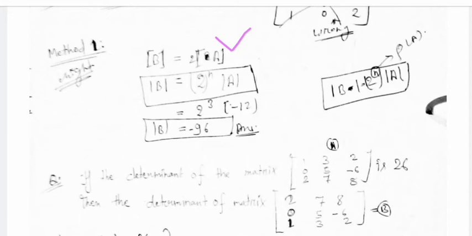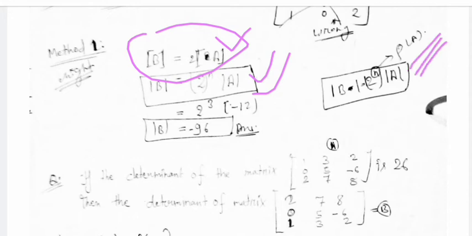When taking the determinant of a scalar multiple of a matrix, the formula changes. The formula is written like mod B equals 2 to the power of n times mod A, where n is the rank of the matrix A. The rank of the matrix A is 3. So we take 2 to the power of 3, and we know that the determinant of A is minus 12. Just put in the values and we get the answer, which is minus 96. This is the absolutely 100% correct answer in just a few seconds.